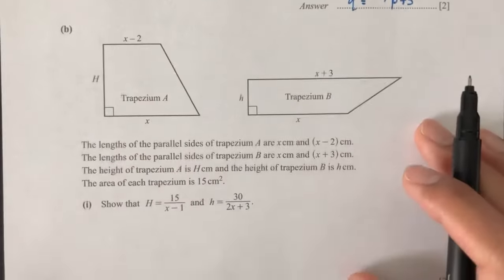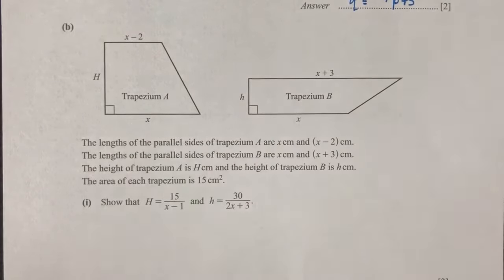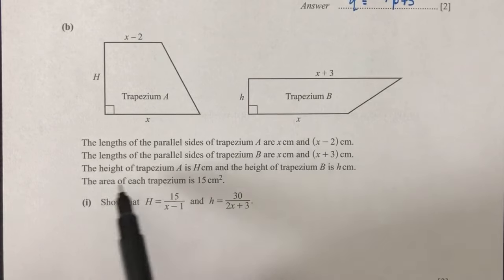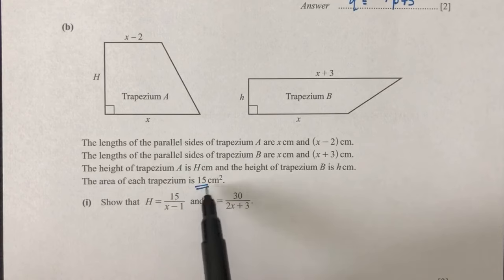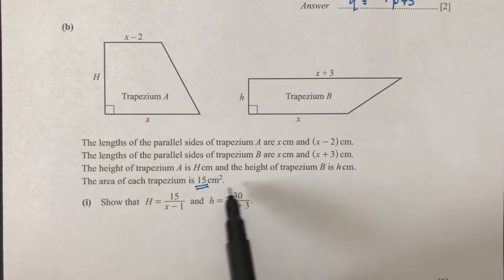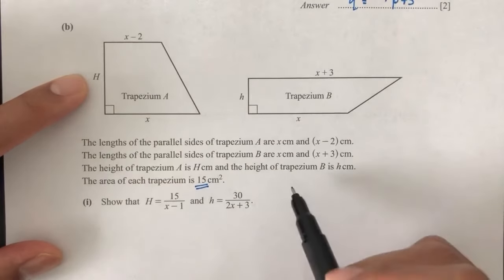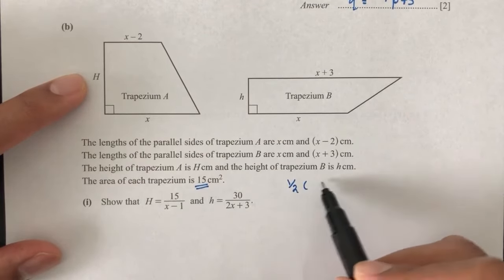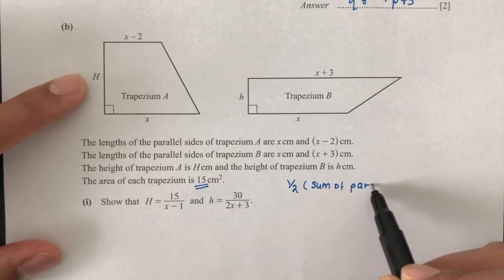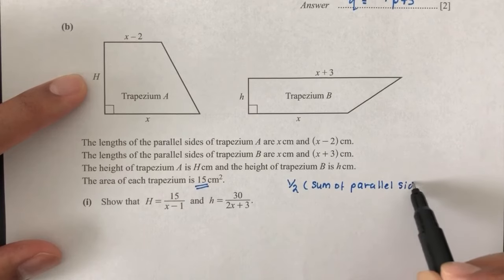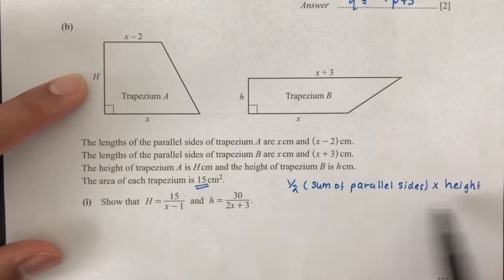Okay, now part B, it says that we have a trapezium A and a trapezium B, as you can see here. The area of each trapezium is this much. Show that h is equal to this and H is equal to this. So one by one. For this one, how do you find the area of a trapezium? You have to know it's always half the sum of parallel sides times height. So let's use that to find this one.